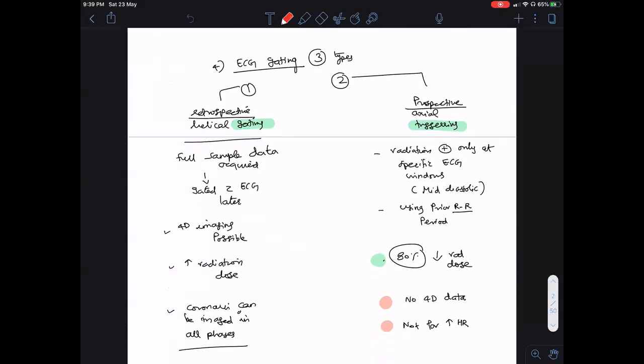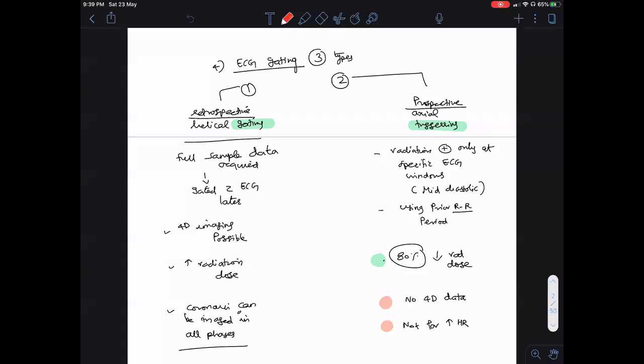Moving on to gating. Gating is briefly of three types actually, but two are what is commonly used. Gating is basically done by using ECG. The first gating which has been used for a long time is the retrospective gating. In this, the full sample data is initially acquired, and then retrospectively it is gated to the various cycles of the ECG. It's quite easy to understand because the full sample is actually acquired, and using the ECG we can manipulate the image data set over various time periods, systole, diastole, from the first heartbeat to the third heartbeat, etc. So 4D imaging is possible.